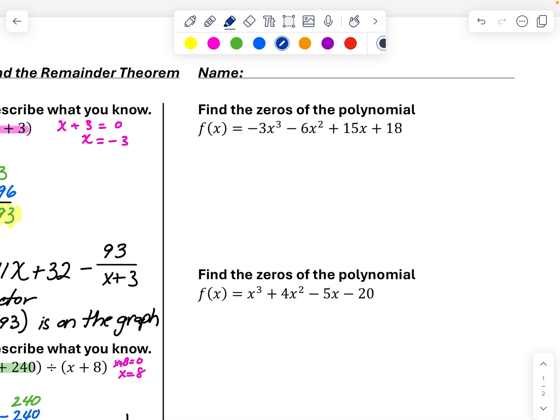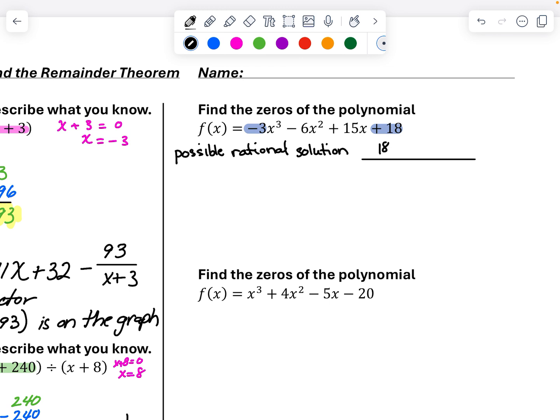So, find the zeros of the polynomial. So, let's make a list. First of all, let's look at things. Let's notice, for instance, that this is an 18 and this is a negative 3. So, the possible rational, meaning nice, pretty answers, possible rational solutions are going to be factors of 18 and factors of 3.